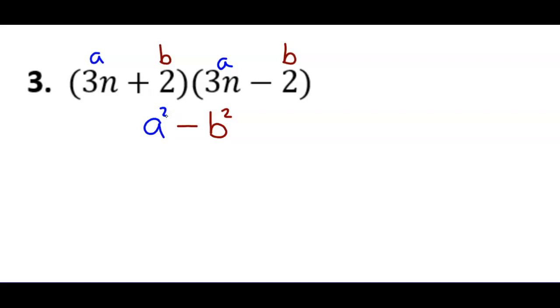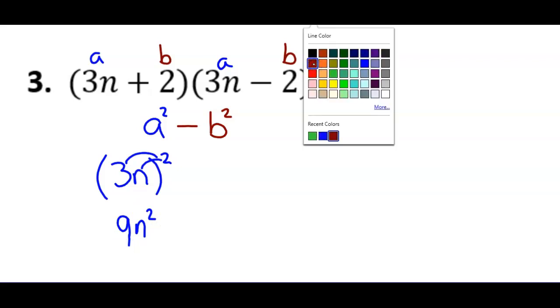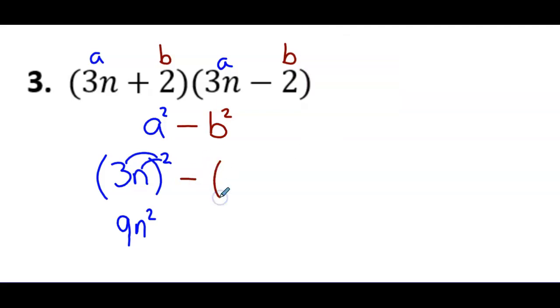So what does that mean? Well, I'm going to do 3n, and I'm going to square that. So this is my A, the whole thing. I'm going to square that. So I distribute the square: 3 squared is 9, and n squared is n squared. Okay, so now let's look at our B. So we have our minus sign, and our B is 2, and 2 squared is 4, so minus 4.